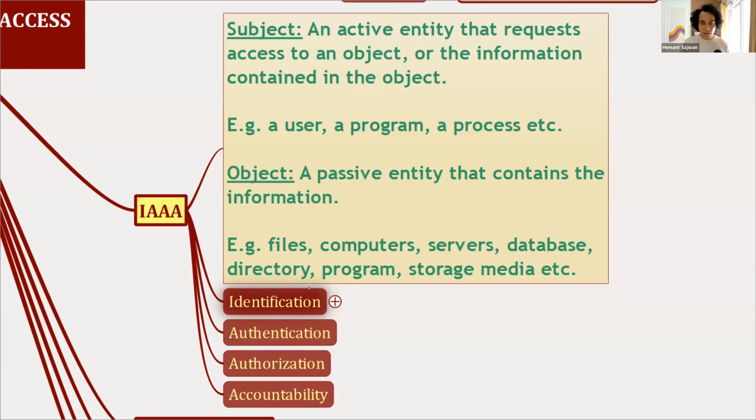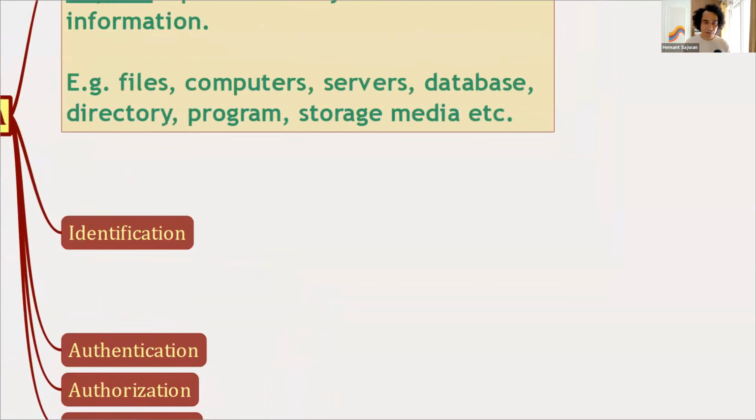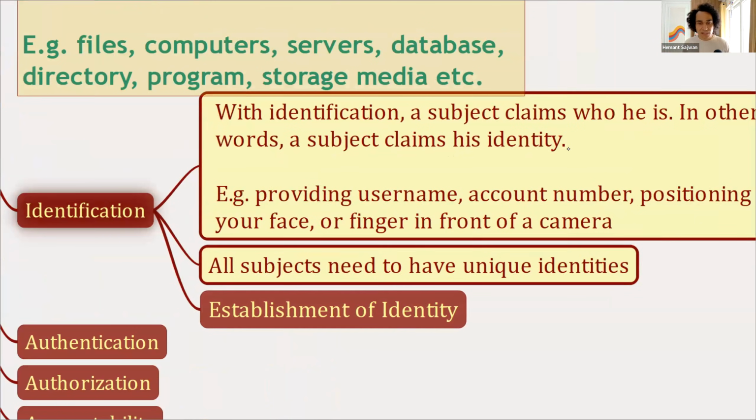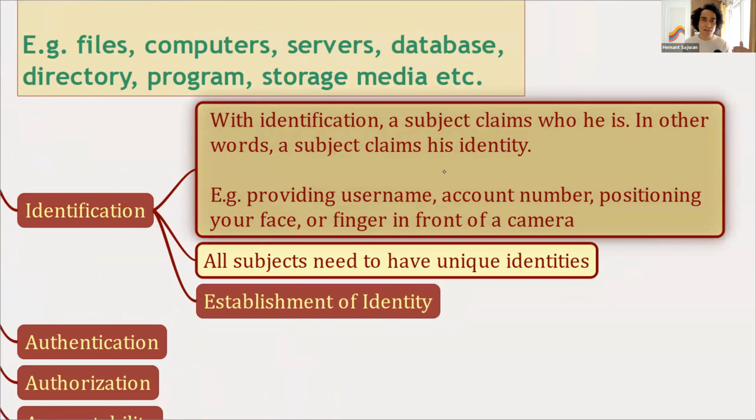Okay, so we were talking about identification. So let's take a look at the mind map now. With identification, a subject claims who he is. In other words, a subject claims their identity. For example, providing a username, account number, or positioning your face or finger in front of a camera. They are all identification mechanisms.